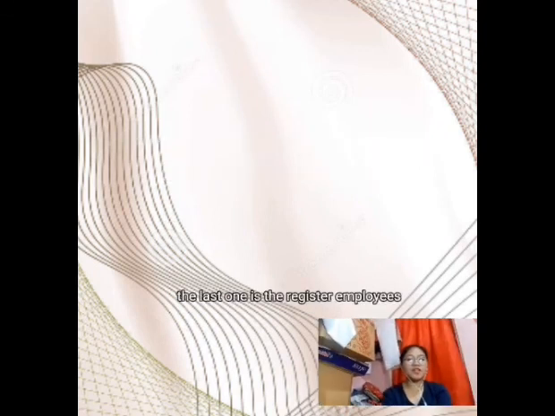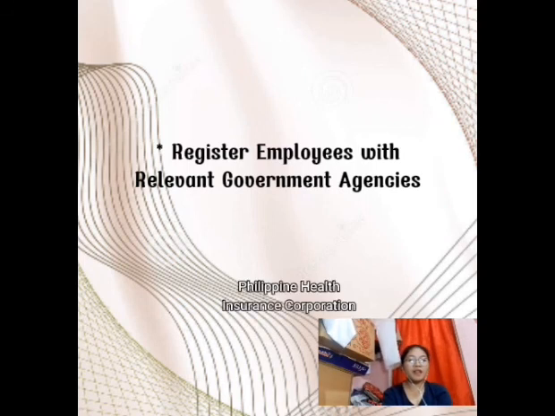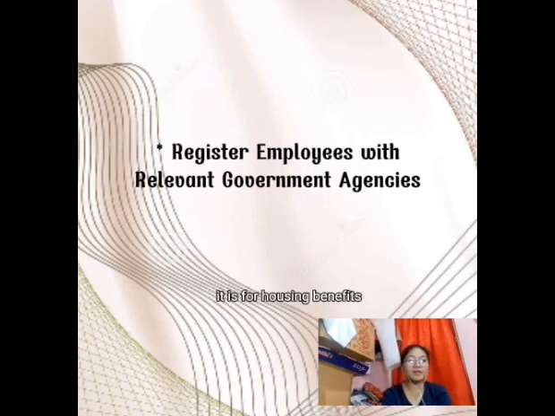The last one is to register employees with relevant government agencies. The first is the Bureau of Internal Revenue, or the BIR. It is for personal income taxing. Next is the Social Security System, the SSS. It is for social security. Philippine Health Insurance Corporation, the PhilHealth. It is for health insurance benefits. And Home Development Mutual Fund, or the Pag-ibig Fund. It is for housing benefits.